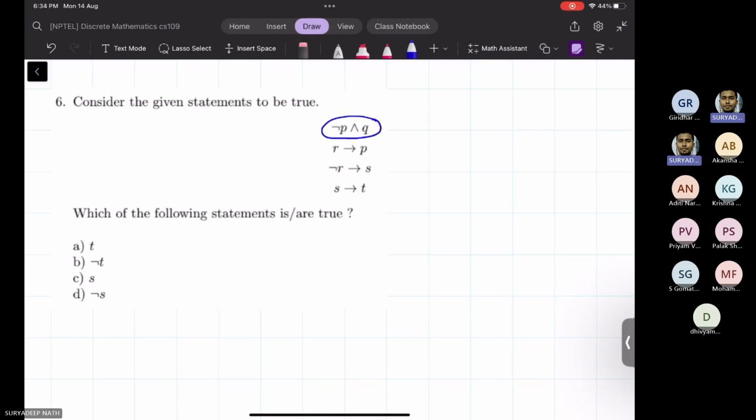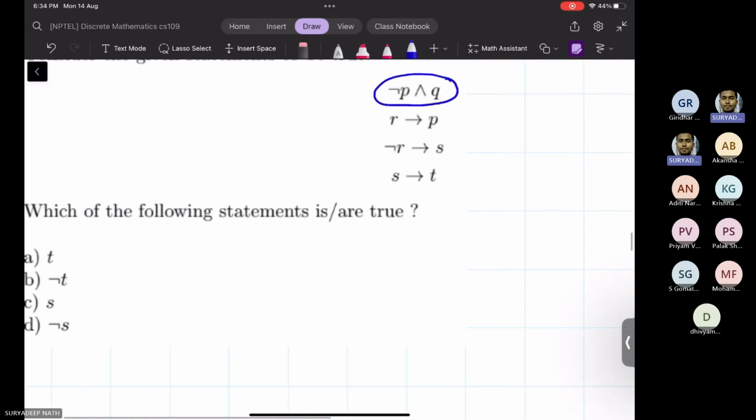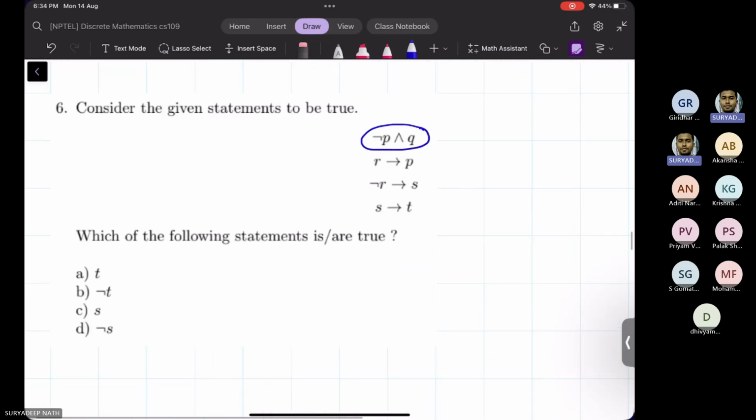Okay, so let us first break it down step by step. Come to the first statement: negation of P and Q. When do you think that the AND operator is true? If you are given two logical variables, when will the AND operator give true as the output?